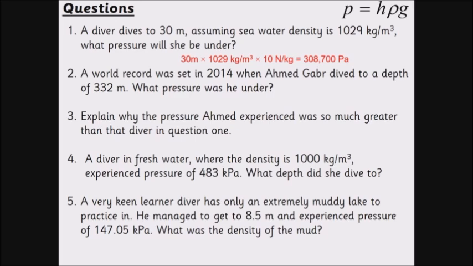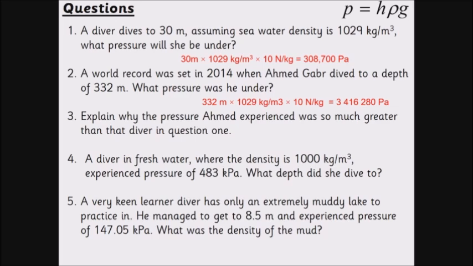A world record was set when Ahmed Gabr dived to a depth of 332 metres. What pressure was he under? So again, height times density times gravitational field strength. Here I've got 3,416,280 pascals. So again, this could be 3,416 kilopascals.